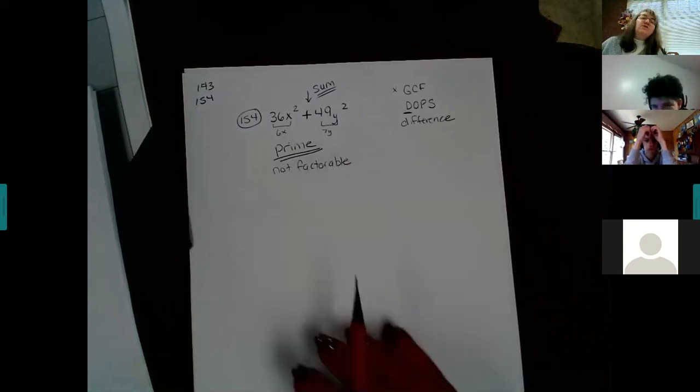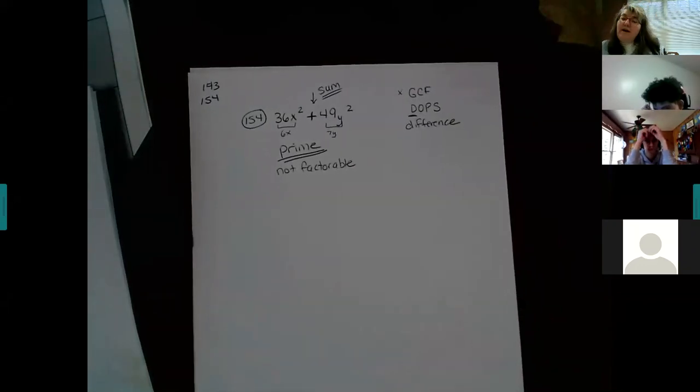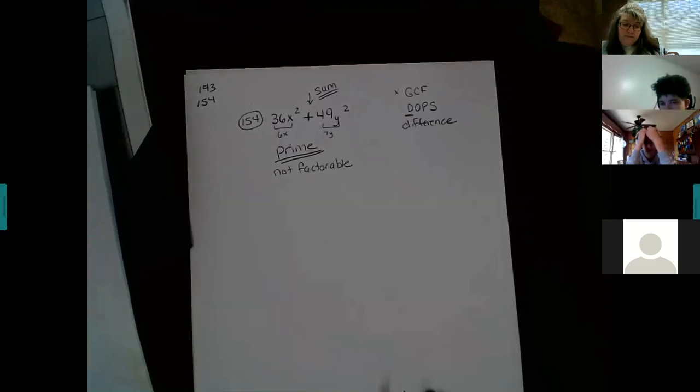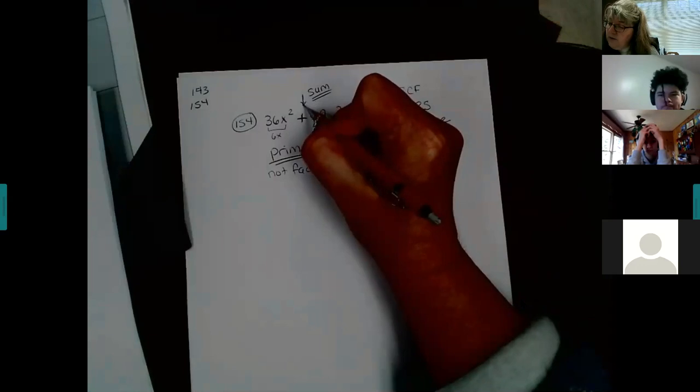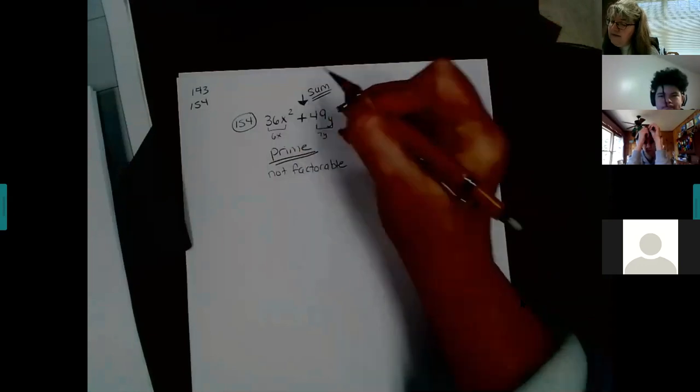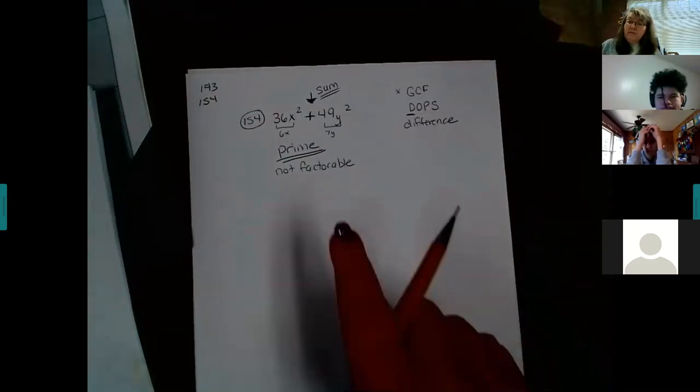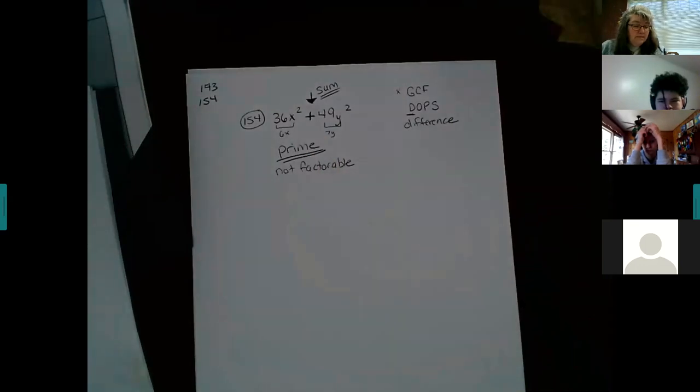It only factors with imaginary numbers. It will not factor with real numbers. So we say it is not factorable. No, Chloe, for getting that. So this one is not factorable because of the plus. Okay. Not factorable because of the plus. Do y'all understand that? Yeah.